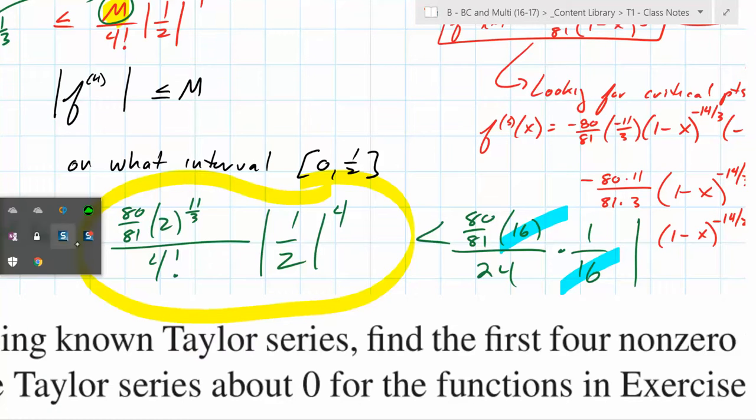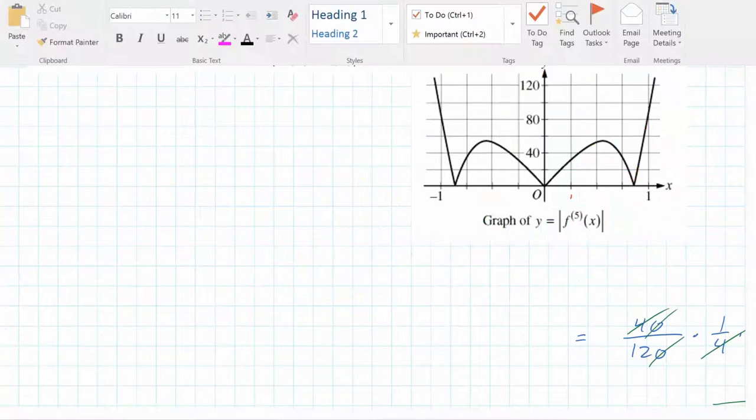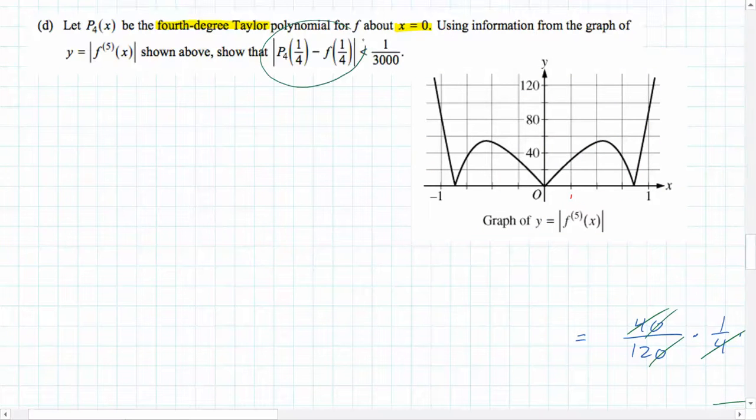Put everything away except the pencil. Does this look familiar right here? Does that expression look familiar? What is that? Looks like the error. That is error. That's E4, right? That is E4. So you're trying to show that the error is less than 1 over 3,000.